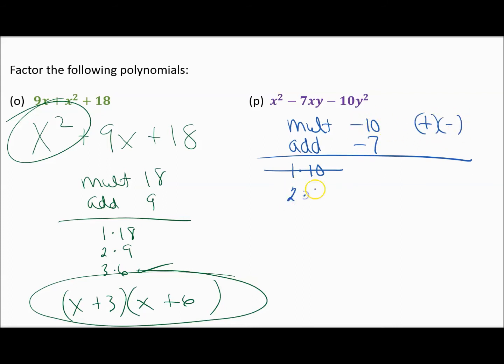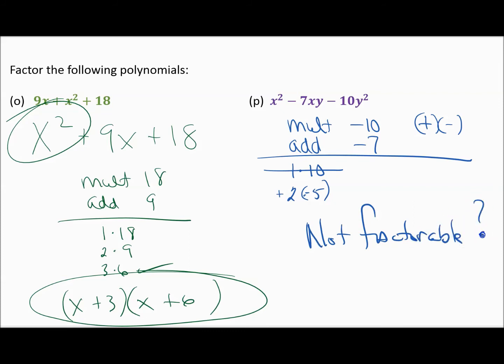Or 2 times 5. Okay, so that multiplies to be 10, but with one positive and one negative, that's not going to add to be negative 7. That would add to be negative 3, right? What else gives me 10? Nothing. So, did we do something wrong? Multiplies to be negative 10, adds to be negative 7? Well, actually not at all. This is, again, not factorable. I don't want you to get frustrated by those, but it happens a lot.